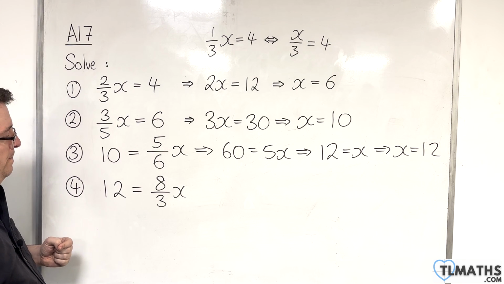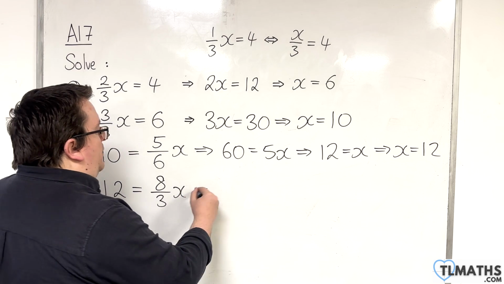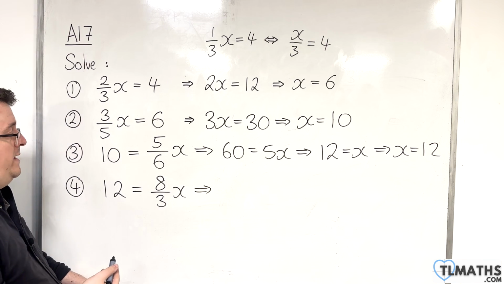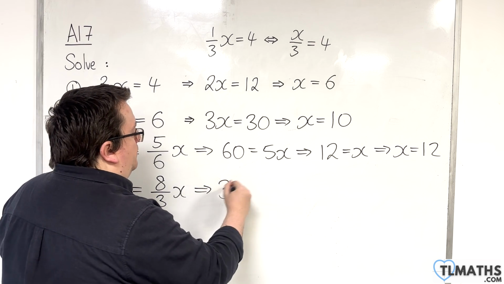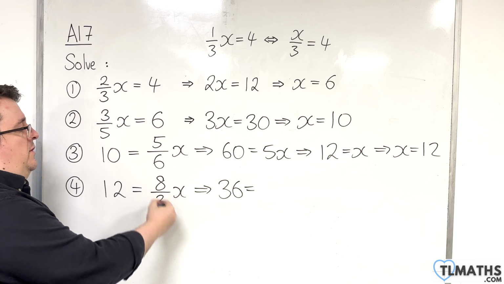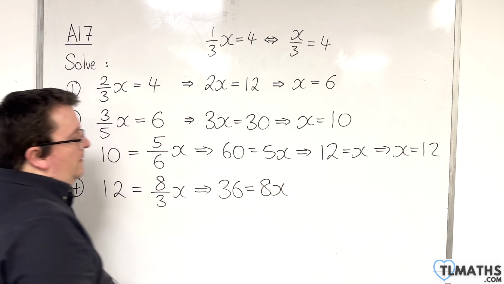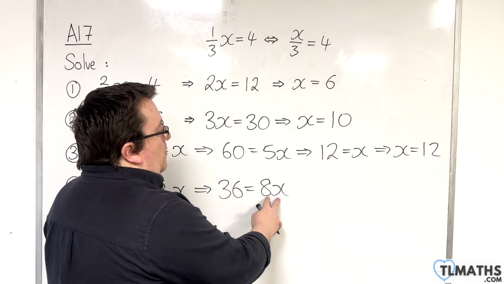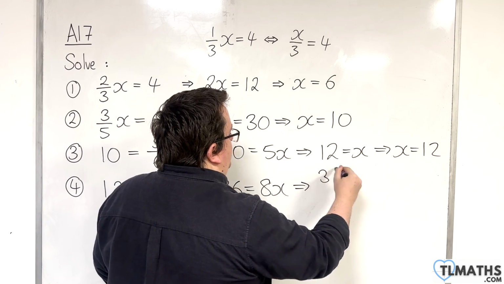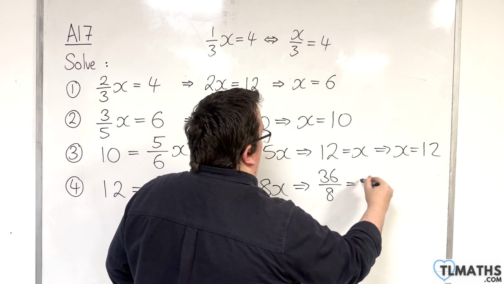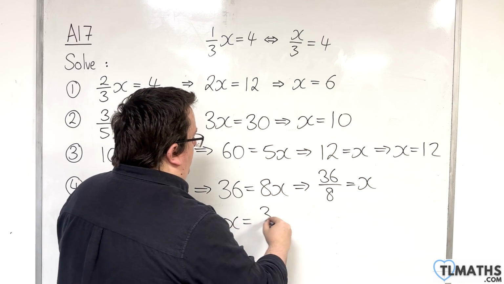As for number 4, we have 8/3 x equals 12. So let's get rid of the fraction first by multiplying through by 3. So 12 times 3 is 36. 8/3 x multiplied by 3 is just 8x. We're multiplying by 8, so let's divide both sides by 8. So 36 over 8 is equal to x. So x is equal to 36 over 8.